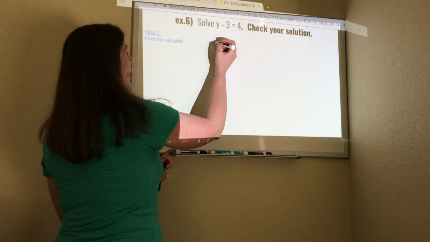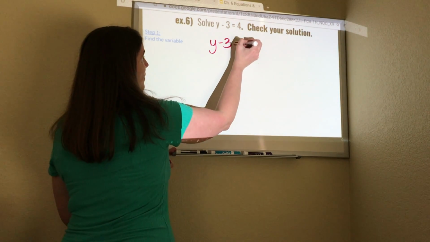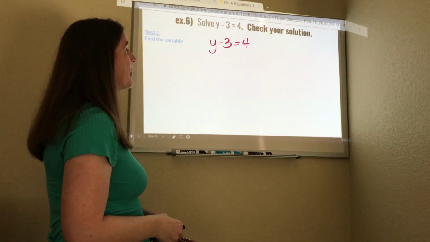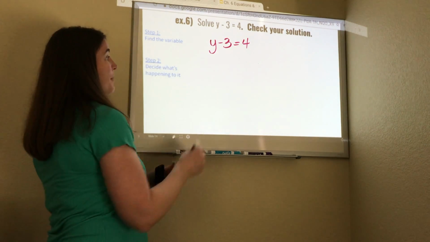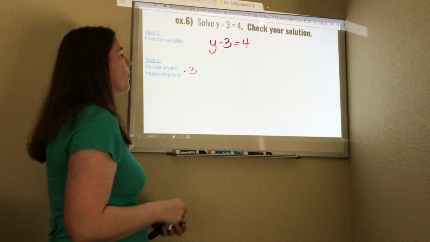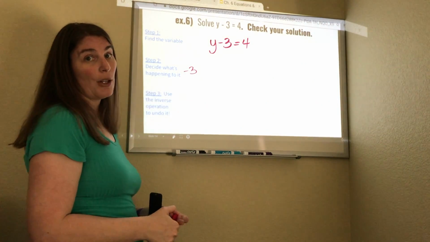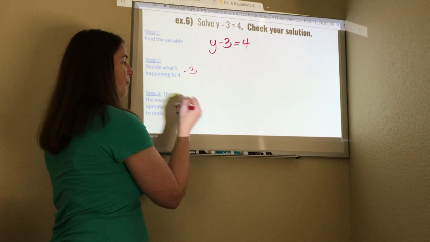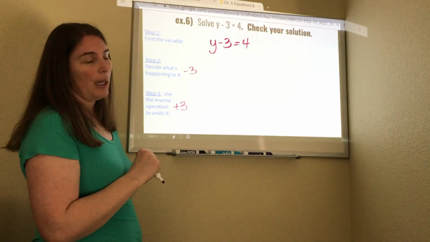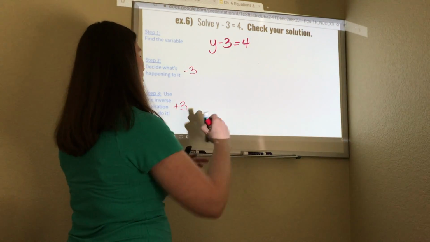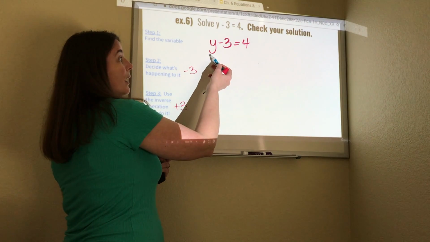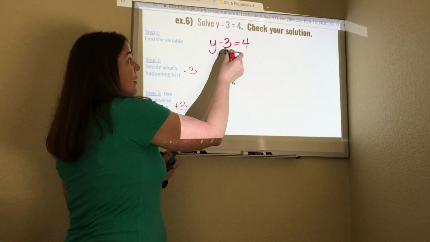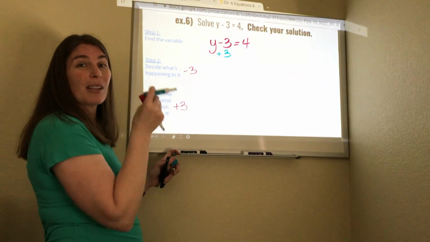So what's the variable? So I have y minus 3 equals 4. So the variable is y. What's happening to my variable? I'm taking away 3. So what's the opposite or the inverse operation of taking away 3 or negative 3? It's adding 3. Okay? So I'm going to add 3 to both sides of my equation. So I would put it not under the y, but under my same numbers. So I have plus 3. I put it under the numbers because they are like terms.